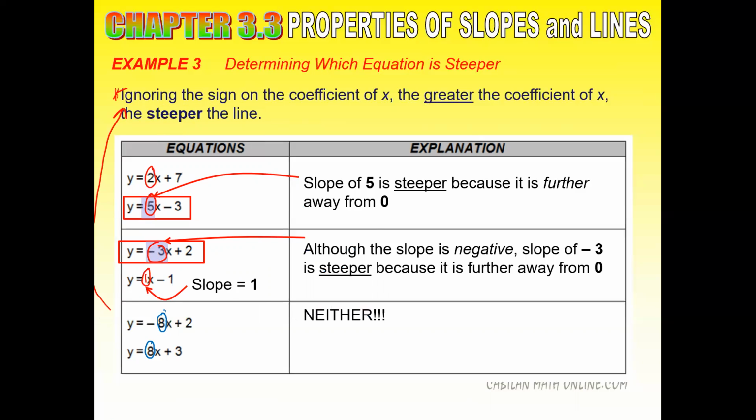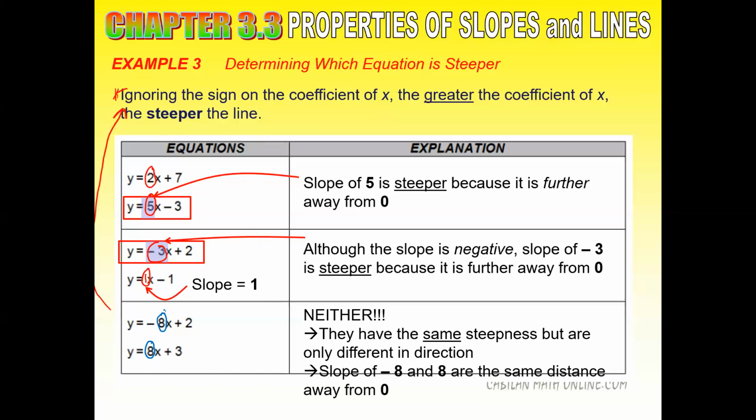So in this case, the explanation is neither, and the reason for that is because 8 and negative 8 have the same distance from 0. So they have the same steepness. The only difference here is the direction. The part I want you to see again is that they have the exact same steepness, just opposite in direction. And when it comes to the numbers themselves, don't forget that negative 8 and 8 have the same distance from 0.